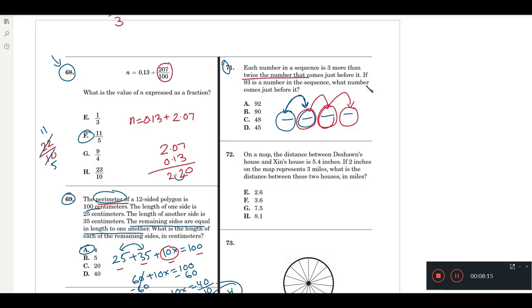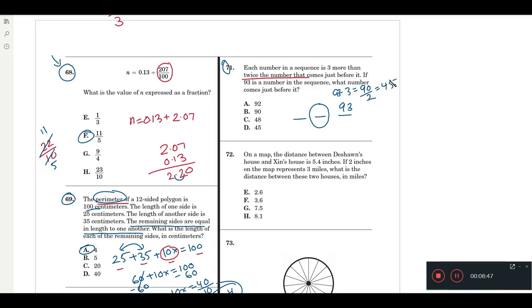You can set up an equation, or you can work backwards. If 93 is a number in the sequence, what is the number that comes just before it? We can go backward: 93 equals 3 plus 2x. So this number was earned by whatever the previous number was, times 2 and then add 3, right? So we can go in reverse: subtract 3, then divide by 2, and you get 45.